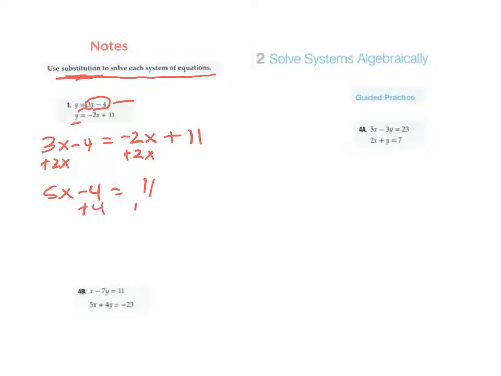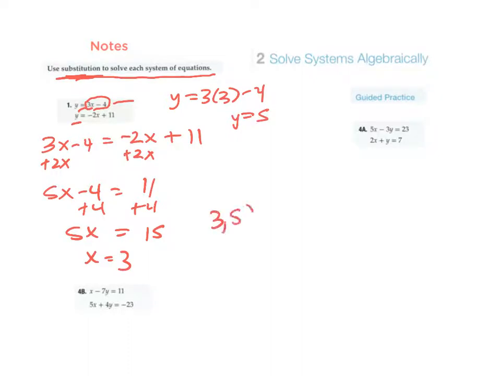Then I go through the process of solving, and I end up with x equaling 3. So once I have one variable, I can then substitute it back into either one of the equations. So I'll put the 3 into the first equation, so y equals 3 times 3 minus 4, which is 9 minus 4, which is 5, so y equals 5. So I've solved the equation by eliminating one variable, and I'm doing it by substituting.